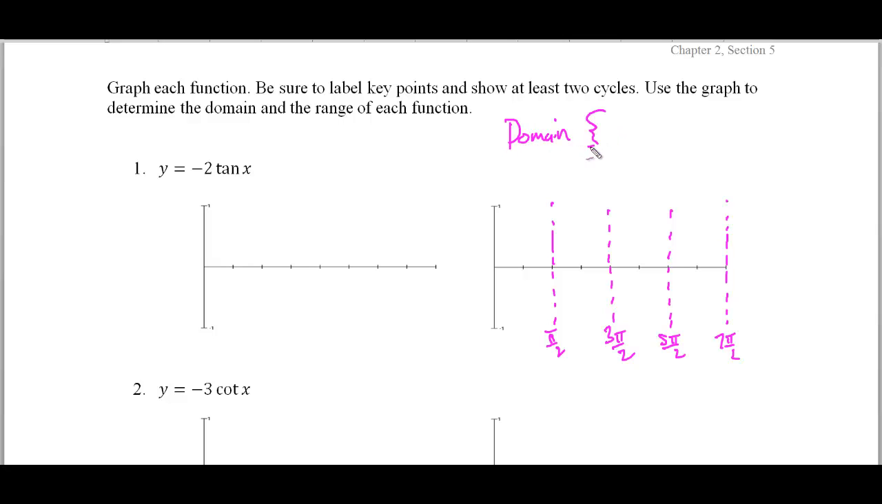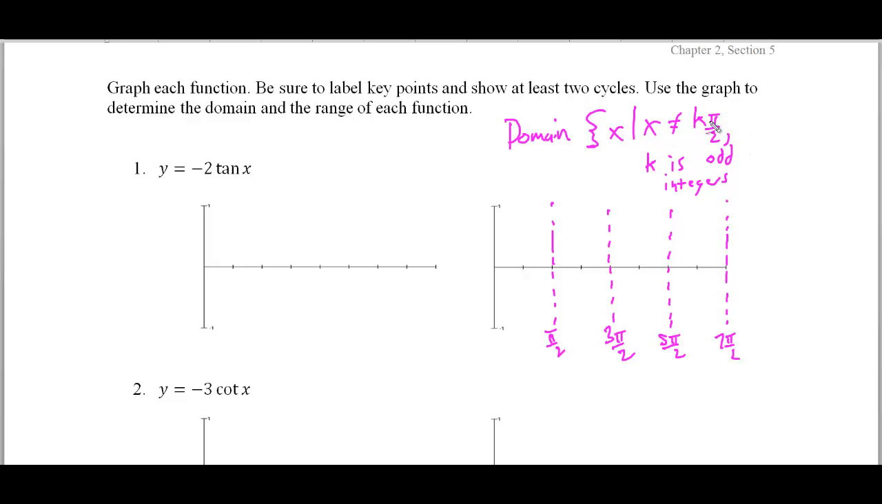what is that then? Well, it's going to be the set of all x values where x is not equal to k times pi over 2, where k is an odd integer. Now, integers are positive or negative whole numbers and can include 0 as well. So k is an odd integer, so you can see that 1 pi over 2, 3 pi over 2, 5 pi over 2, 7 pi over 2.